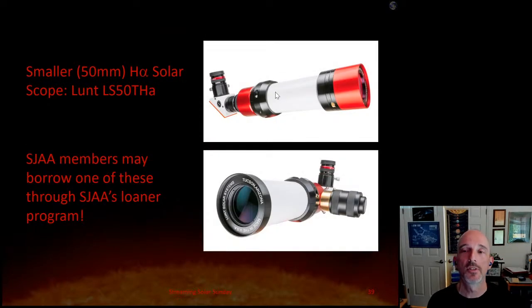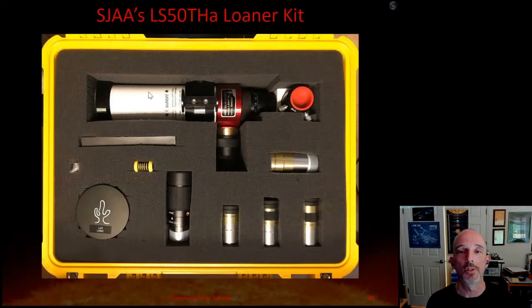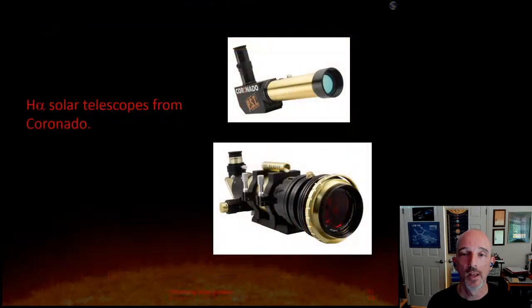Here's a smaller version of this, just as a point of interest, right? This is the same type of idea. Again, it's got one of these funny cylinders, and there's a built-in filter. This is a 50 millimeter version, so it has a smaller aperture over here. And the cool thing is that if you are an SJA member, you can actually borrow one of these through the loaner program, and here's that loaner kit. So, hey, this is pretty cool. It's an incentive to join SJA if you want to try your own hydrogen alpha solar astronomy at home.